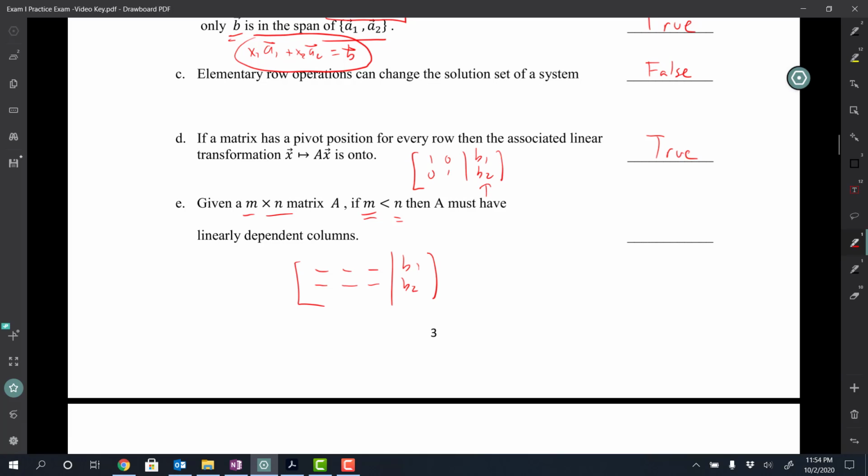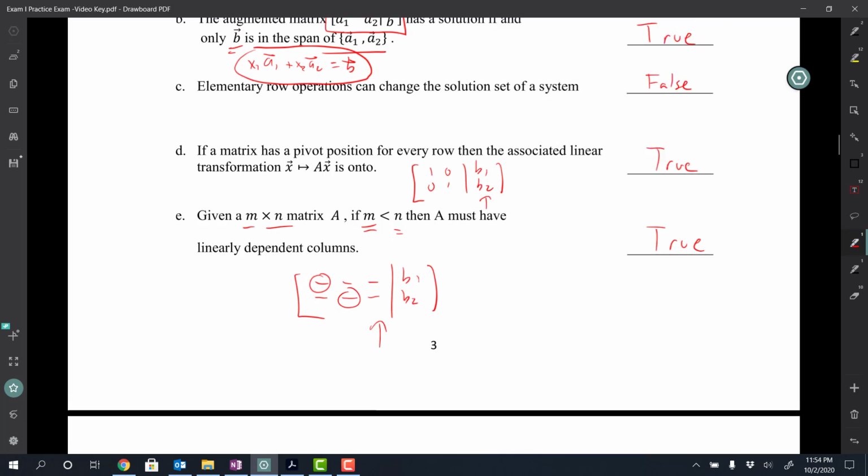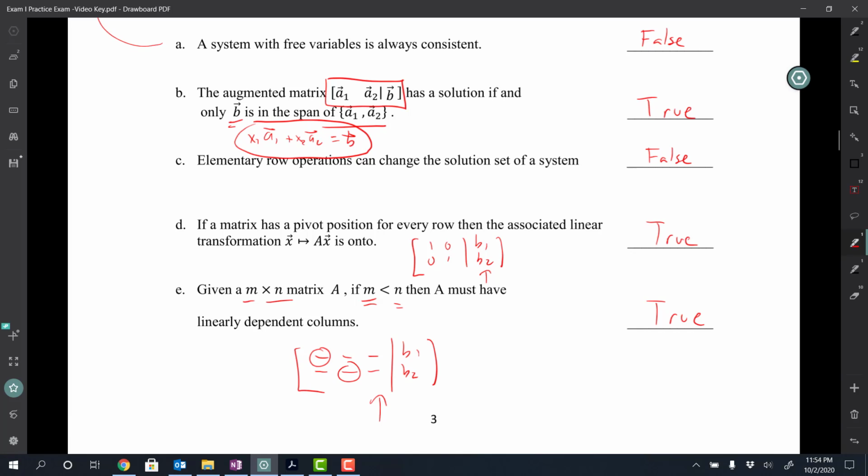Well, if I have 2 rows, 3 columns, at most I could have 2 pivots, which means I would always have at least one column with no pivot. And that would tell me that the columns are linearly dependent. So this one is going to be true. So that's going to wrap up our true and false. The answers were false, true, true, and hopefully that explanation helped as we talked through those problems.